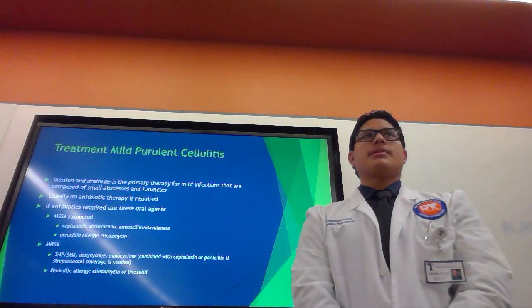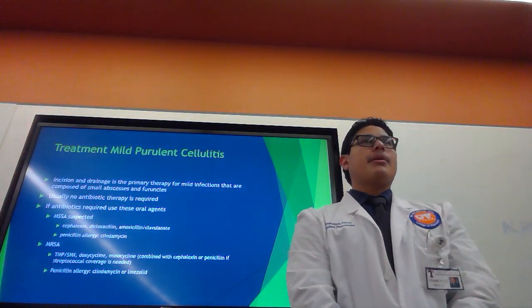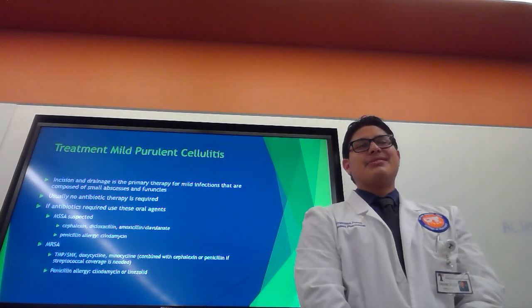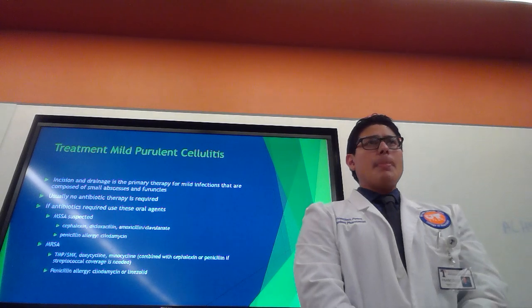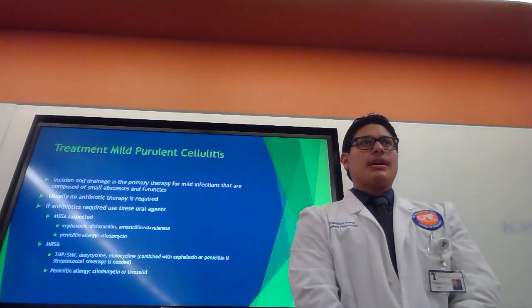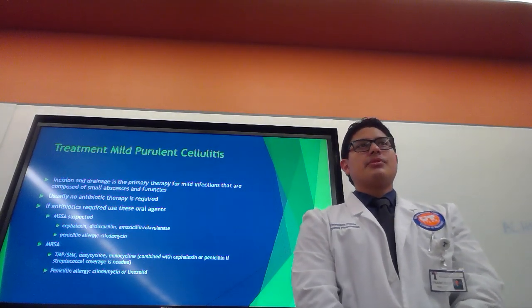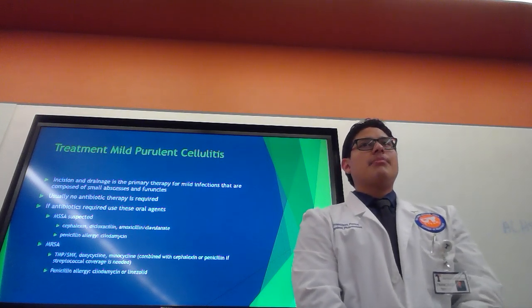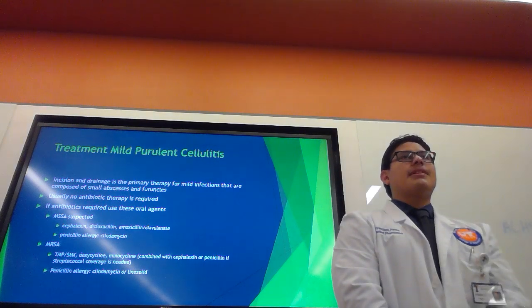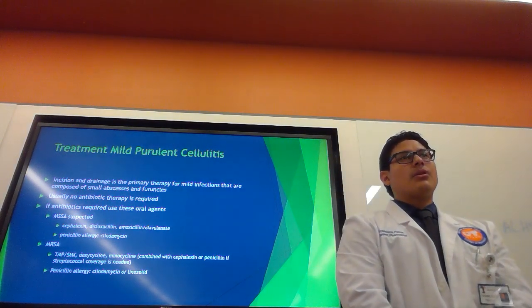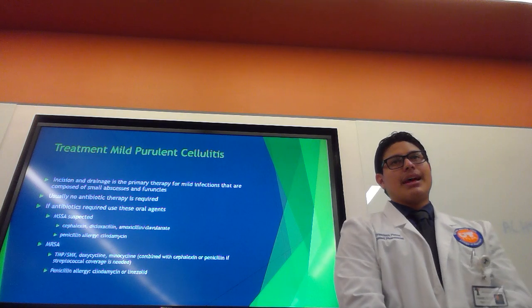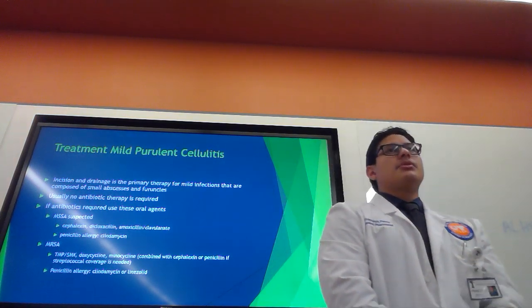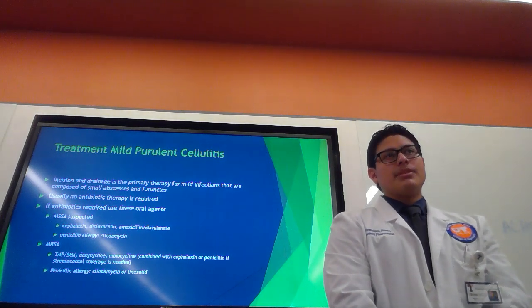So treating mild purulent cellulitis. Incision and drainage is the primary therapy for all purulent cellulitis. For the mild one, most of the time that is enough to get rid of the infection. But if we are going to need antibiotics, you're going to lean one way or another depending on if you suspect MSSA or MRSA. For MSSA, we want to use cephalexin, dicloxacillin, or Augmentin. For the penicillin allergy, you can use oral clindamycin as well. And then for MRSA, you can use Bactrim, doxycycline, or minocycline.